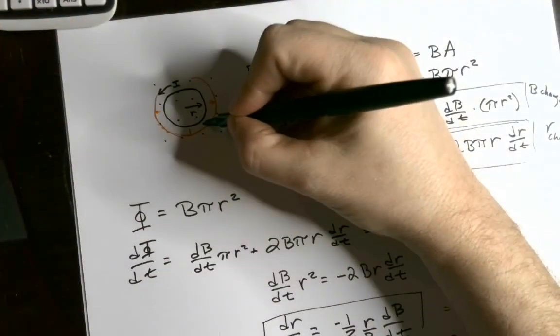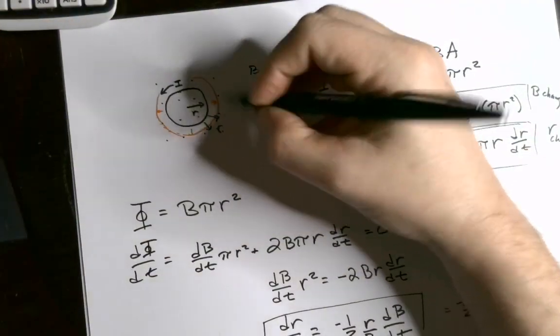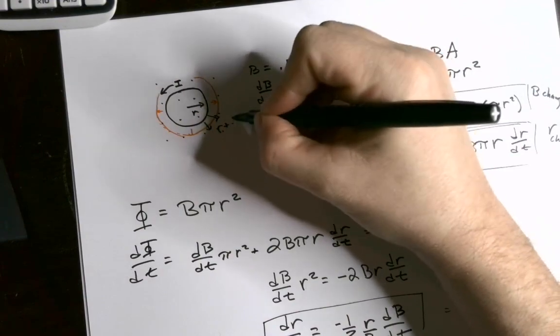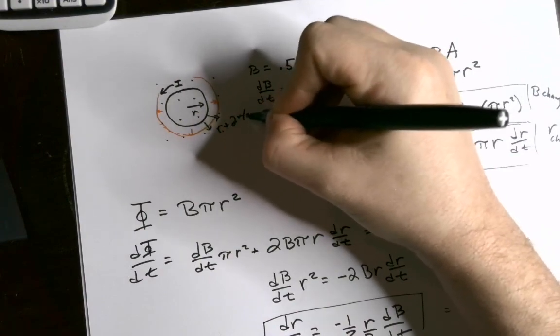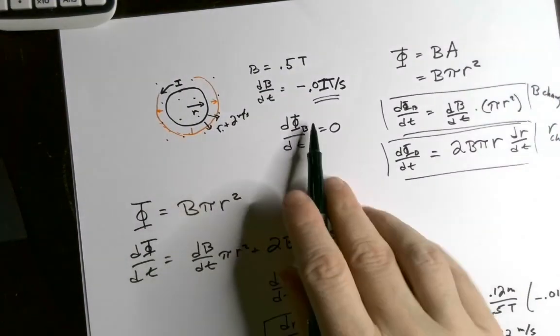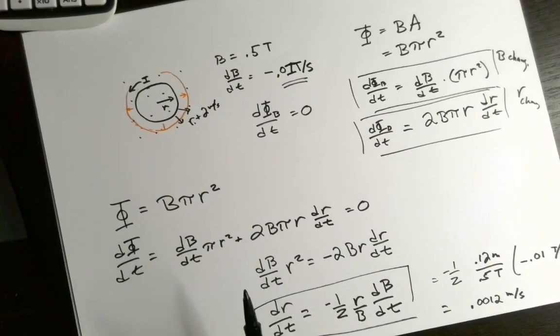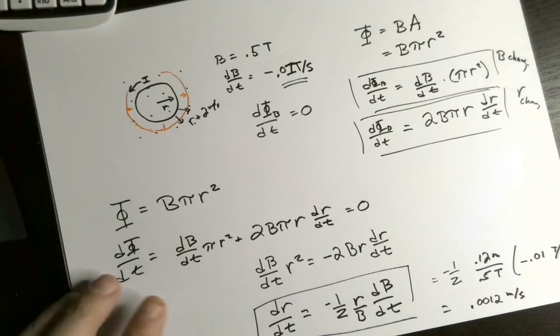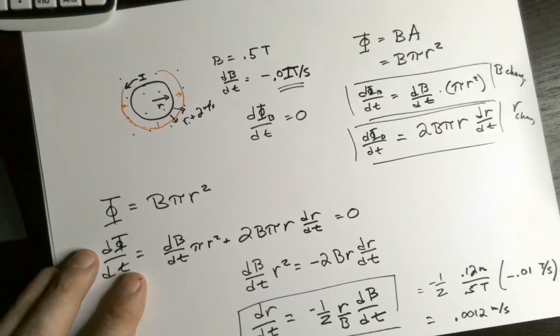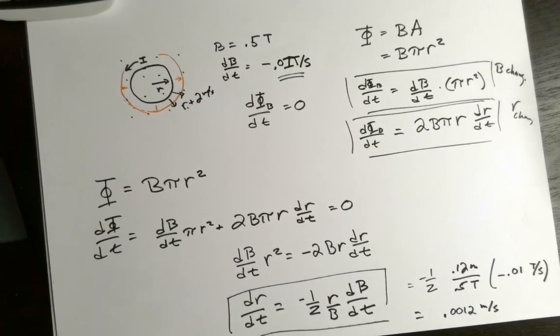So if the circle increases r by about 1.2 millimeters per second, that will offset the decrease in magnetic flux caused by the magnetic field decreasing. That was kind of a weird problem. Maybe we'll do one more before I turn you guys loose on the homework.